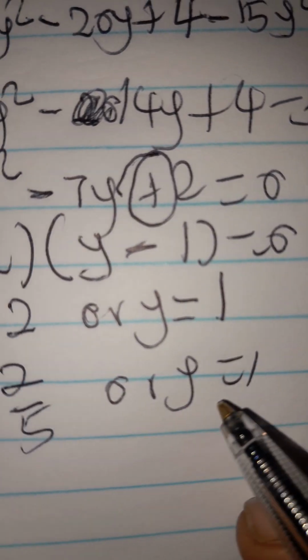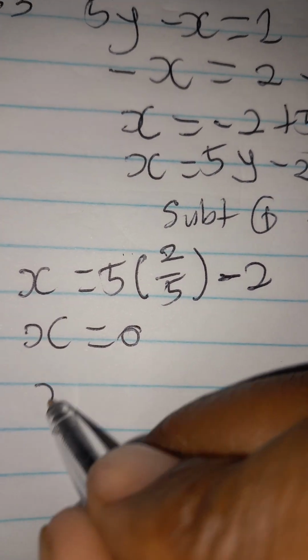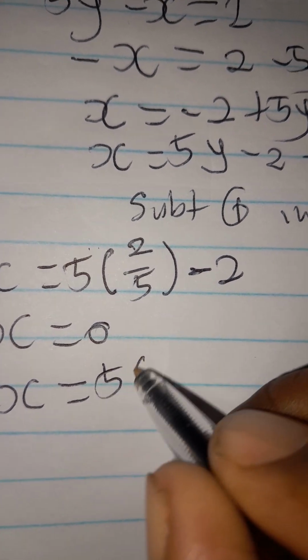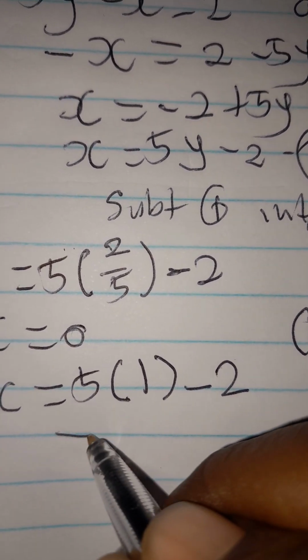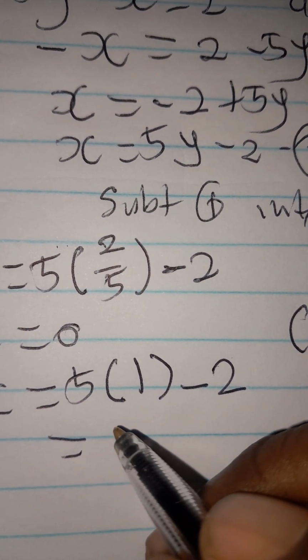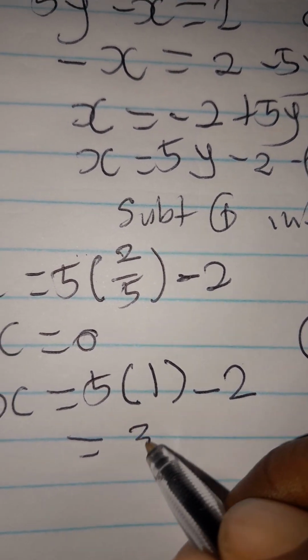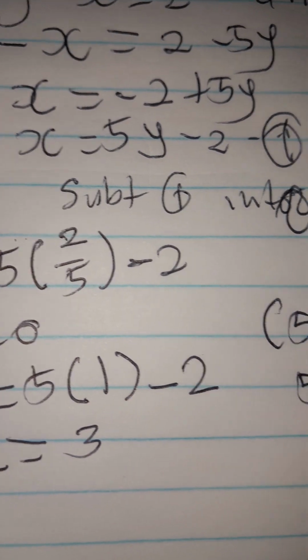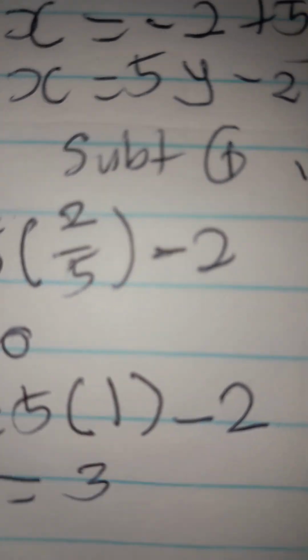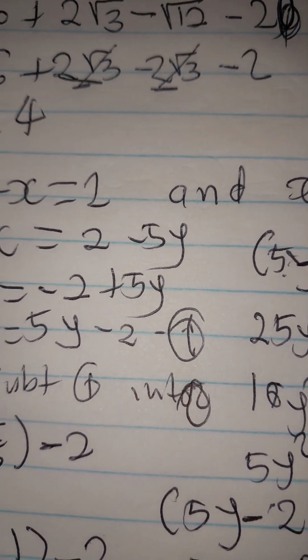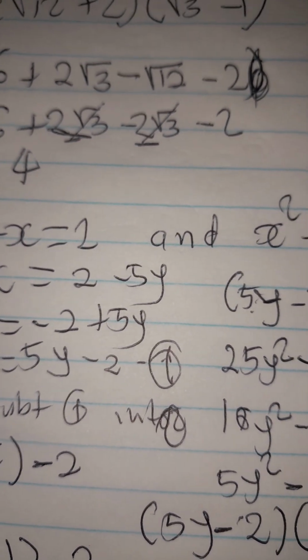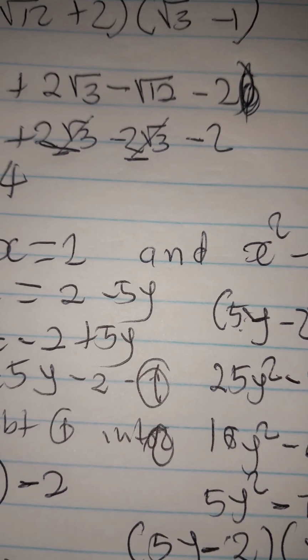But what about when we put 1? So let's see, x is equal to 5 times 1, minus 2. 5 times 1, it's 5, and 5 minus 2, that's 3. So in this case, x is 3. When y is 1, x is 3. So that's how you can work with this simultaneous equation. Now let's go to 1.4, which will be our last question in this video.